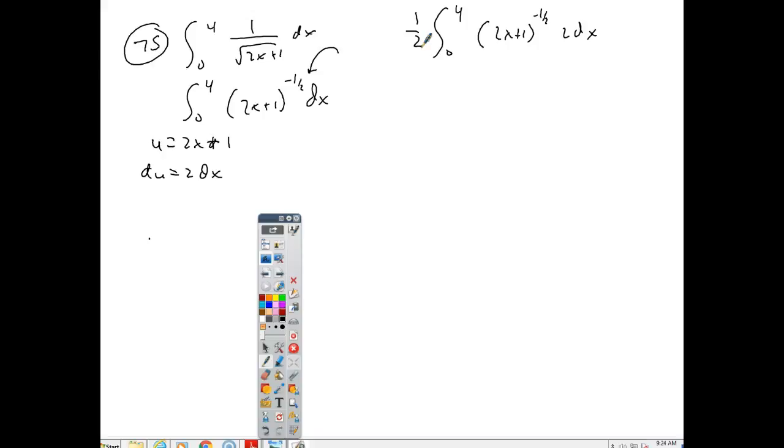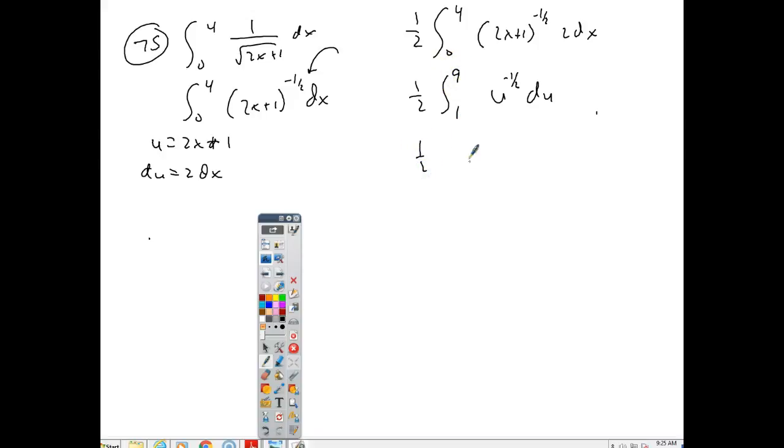Okay. So now I got it set up ready to u-sub it. So I'm going to go ahead and u-sub it. u to the 1/2, negative 1/2, du. Got to change my bounds. I plug a 0 into this. What do I get? Plugging a 0 into that? 1. I plug a 4 into that. You get 9.